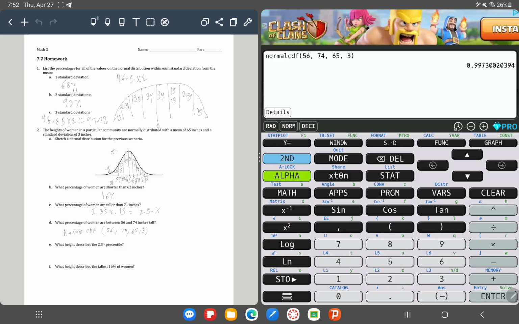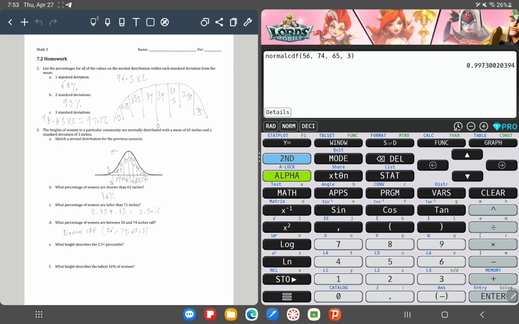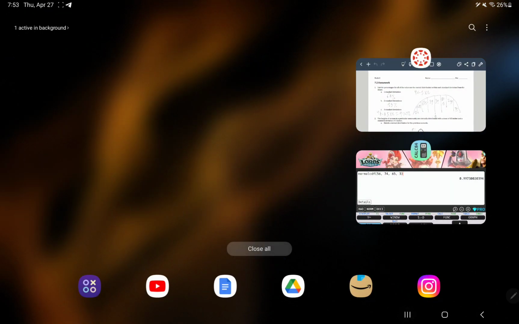All right, I open my calculator as I see a Clash of Clans ad. Let's go to the equation. Now here I put normal CDF, I clicked on second, I clicked on vars, and then I got normal CDF, and then I pasted this in. We got our lower bound, we got our upper bound, we got our mean, we got our standard deviation. Right, now I'm going to exit out of this calculator because these ads are getting weird. Okay.